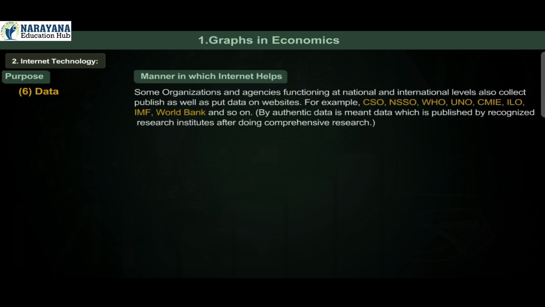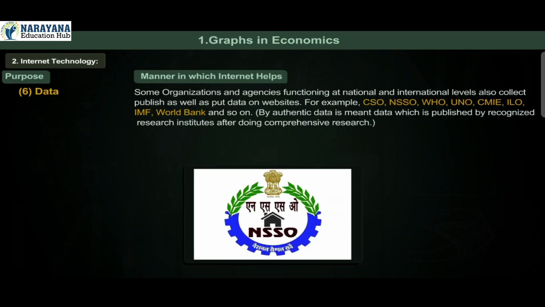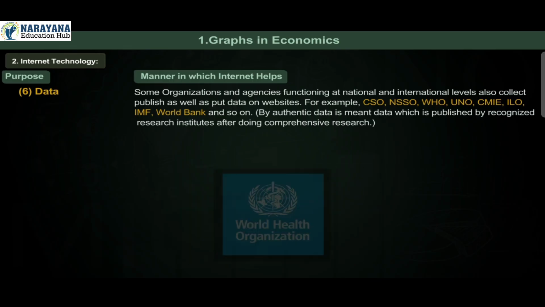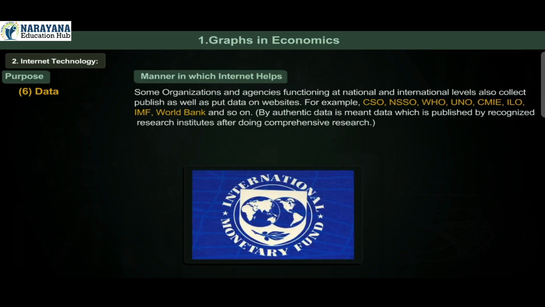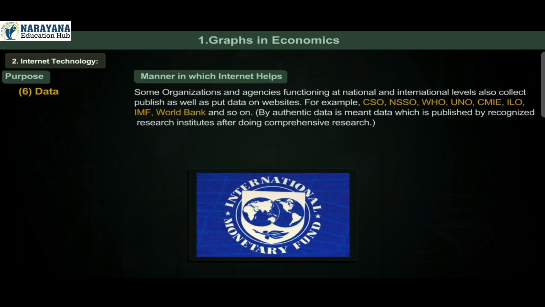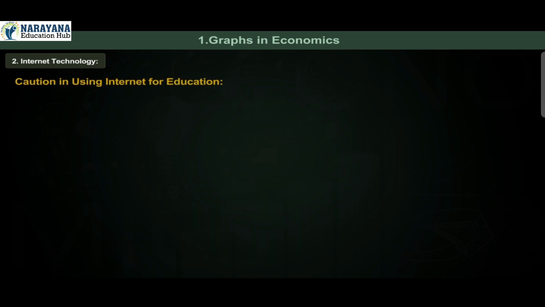Some organizations and agencies functioning at national and international levels also collect, publish, as well as put data on websites. For example, CSO, NSSO, WHO, UNO, CMIE, ILO, IMF, World Bank, and so on. That is, by authentic data is meant data which is published by recognized research institutions after doing comprehensive research.